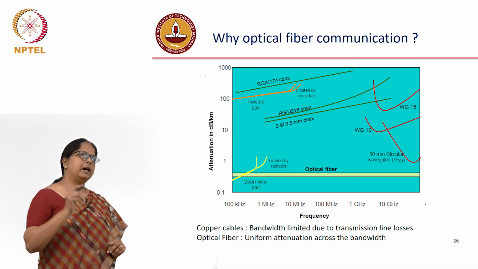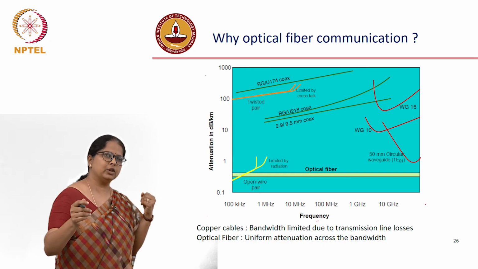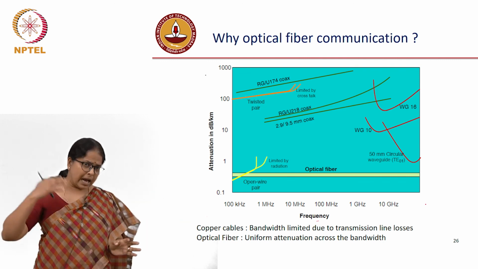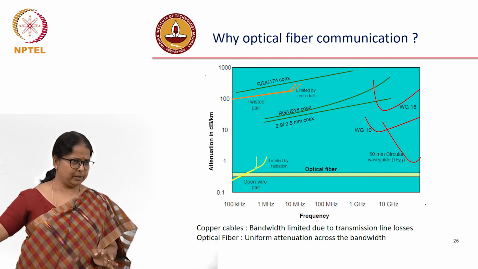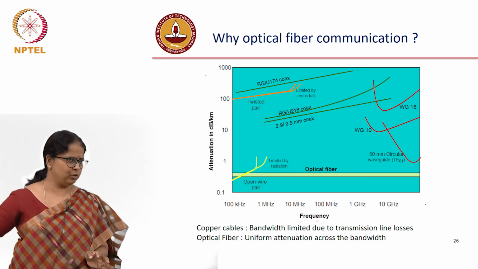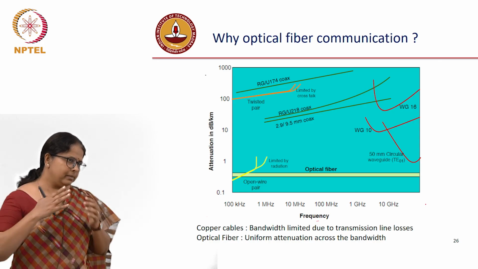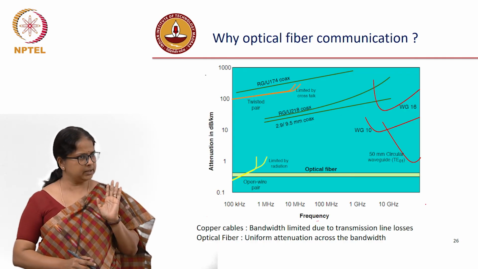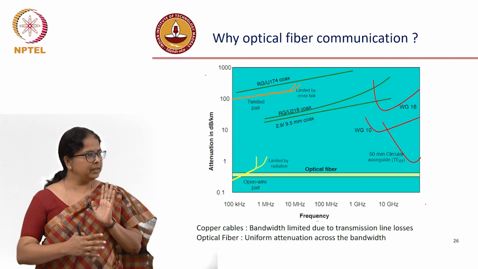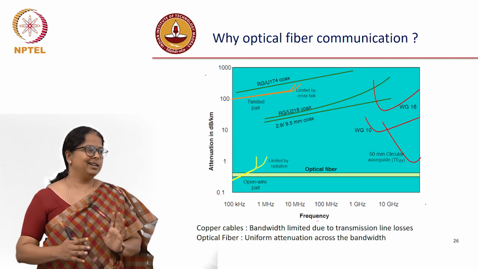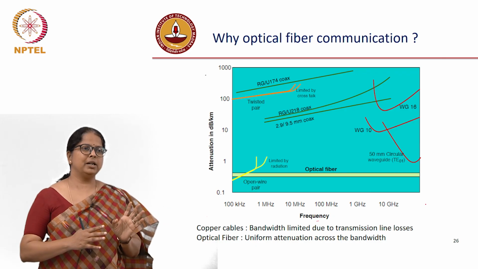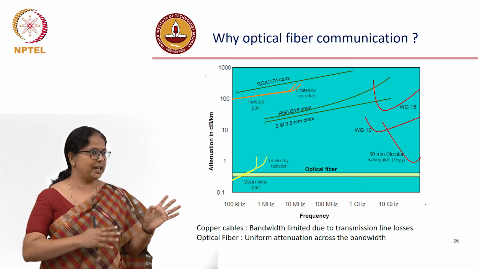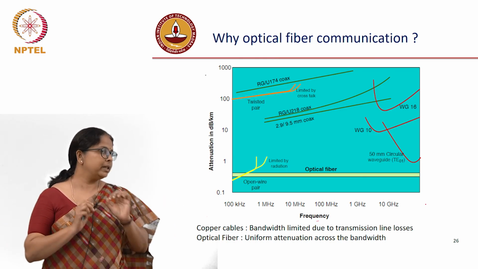For copper cables, the bandwidth is limited because of the transmission line losses. For optical fiber, the bandwidth is not limited because of the transmission. There are other things which will limit the bandwidth of an optical fiber, which we will learn during the course. In optical fiber, you can put in a carrier frequency of 200 terahertz. It does not mean that we can very successfully transmit 200 gigahertz kind of data rates or bandwidths in an optical fiber. There are challenges even in that, but it is not posed by the channel.